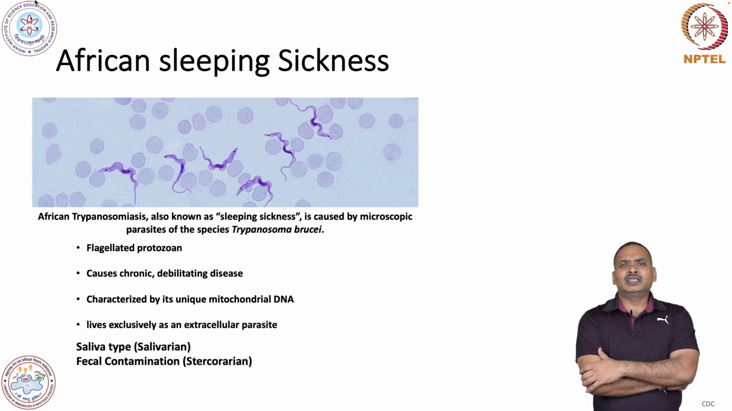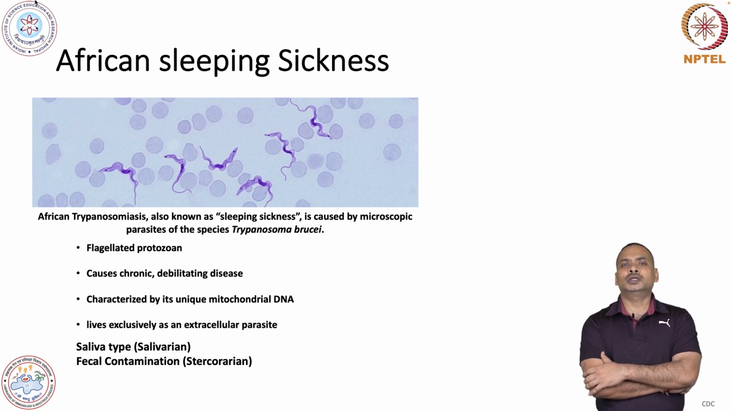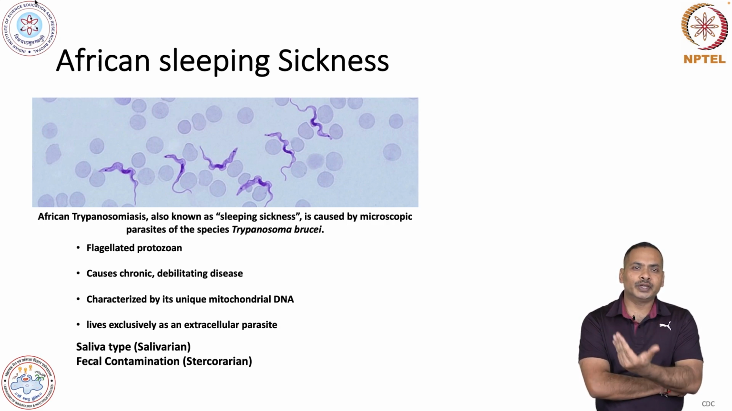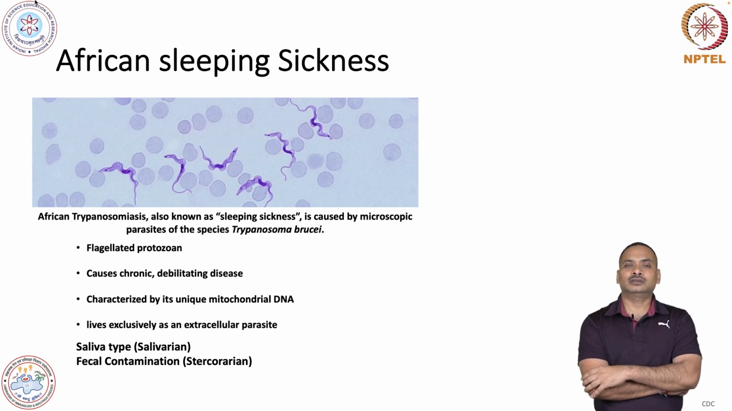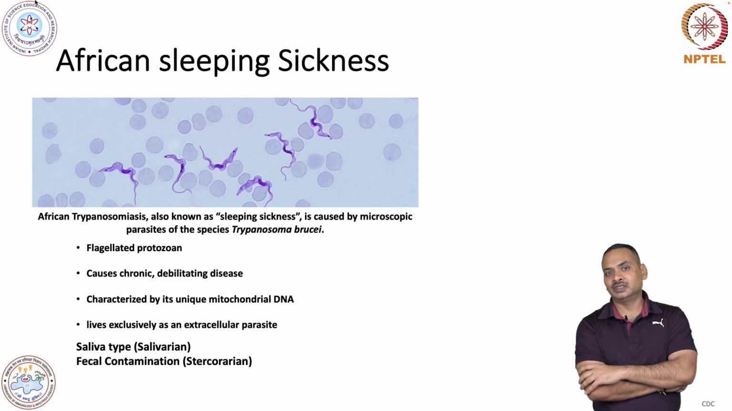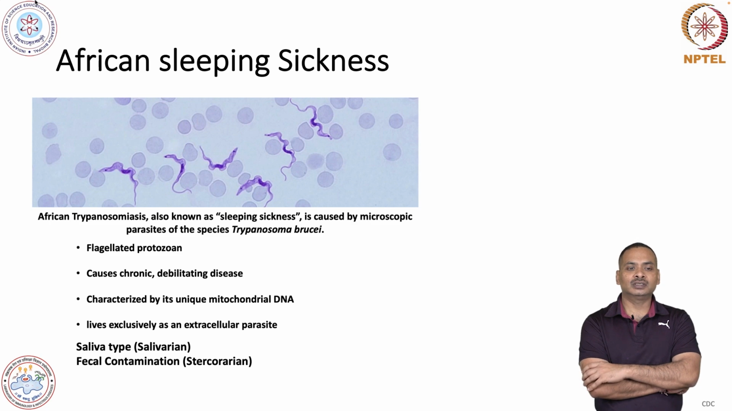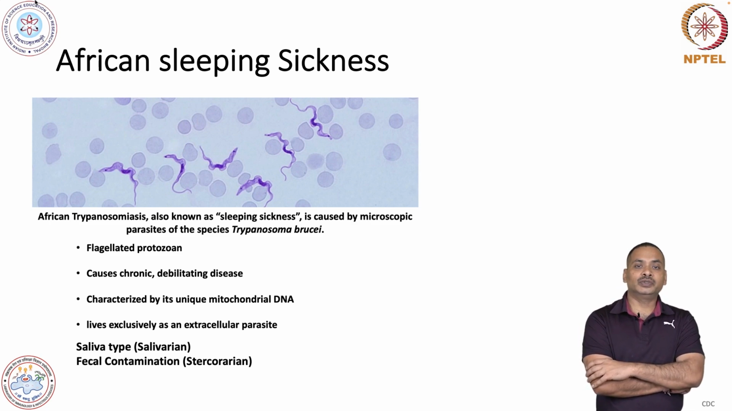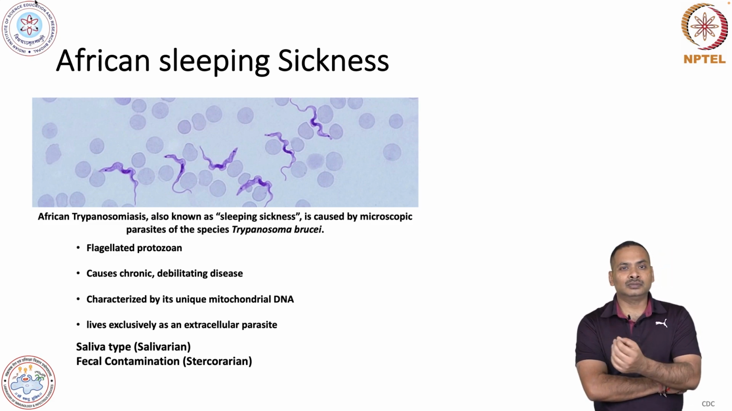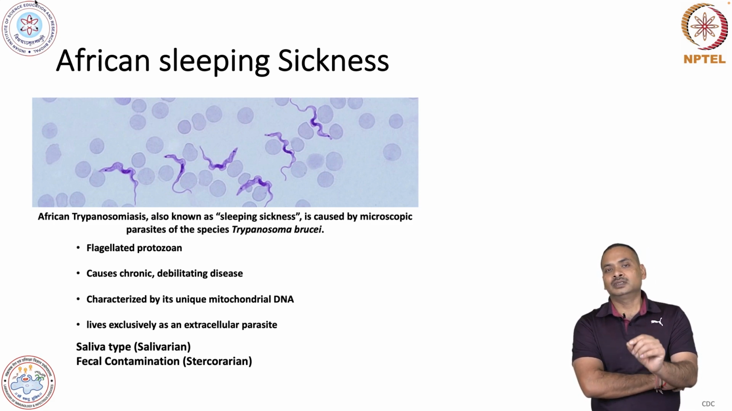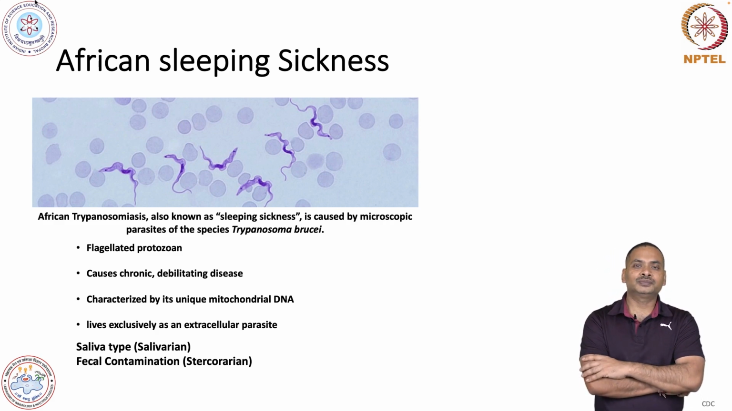The infection takes place through an arthropod, which I will show you in a short while, and there are two ways by which this parasite is transmitted to the human host. One is a saliva type, which we call the salivary variant. When the arthropod bites, it releases saliva, and this saliva is loaded with the parasite and is transmitted to the human host.